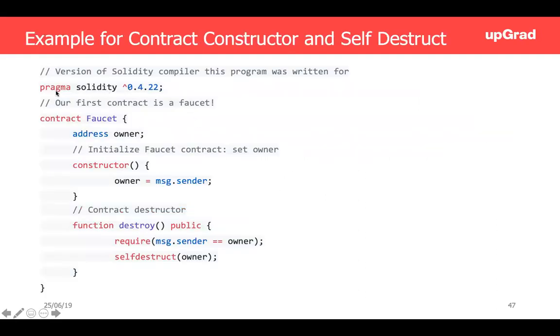All right. So this is an example of one very simple smart contract, right? We have the pragma directive.